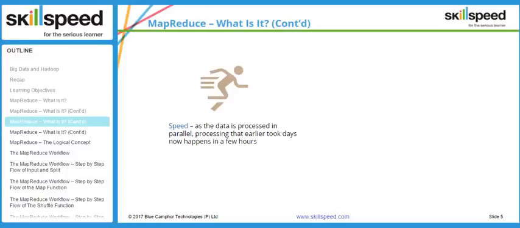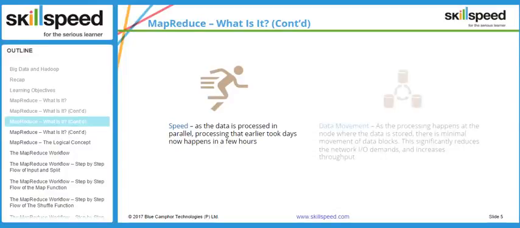Now last but not least, the advantage is data movement. As the processing happens at the nodes where the data is stored, there is minimal movement of data blocks. Just like I have explained before, taking all the blocks from different data nodes, combining them and sending them through the network bandwidth that we have is not at all cost effective and practical. However, MapReduce will send the program to the data so that we are really saving the network bandwidth and adding a plus on the performance side.